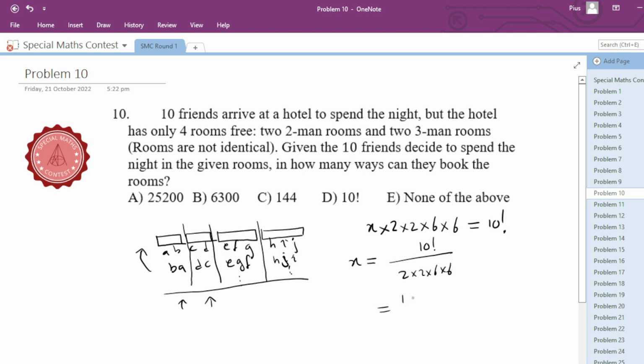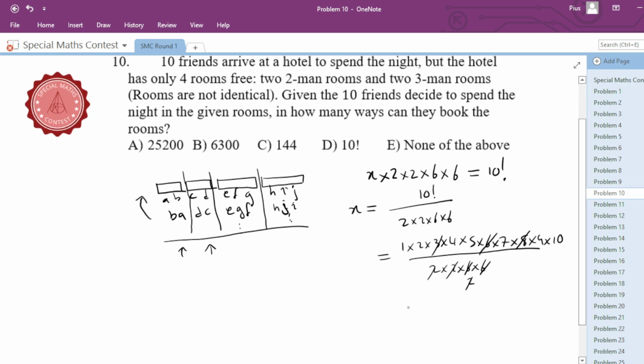10 factorial is 1 times 2 times 3 times 4 times 5 times 6 times 7 times 8 times 9 times 10, divided by 2 by 2 by 6 by 6. So 6 can cancel out here, 3 can cancel out here, remain 2. These 2 can cancel out with 8, and we are left with 2 by 4 by 5 by 7 by 9 by 10. Pairing 2 and 5, we get another 10. So just 4 times 7 times 9, which is 252, times 10 times 10.